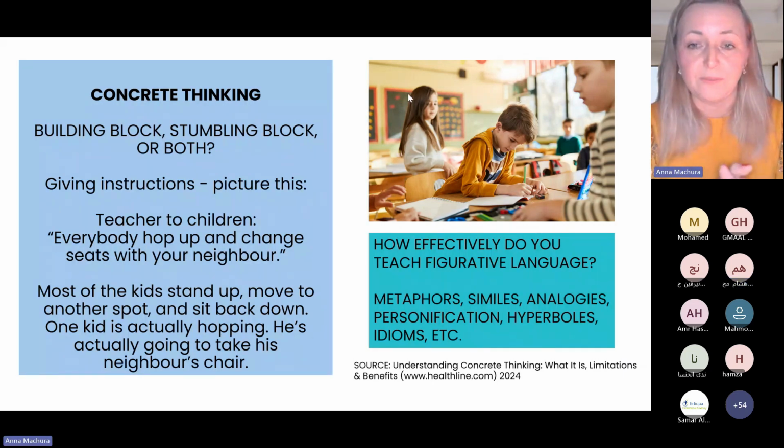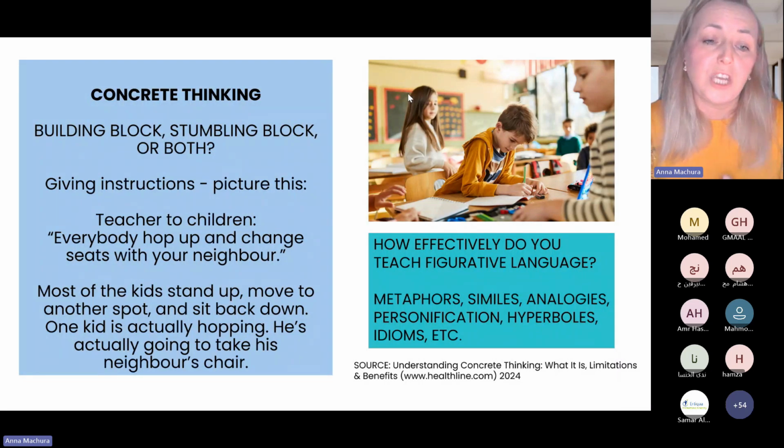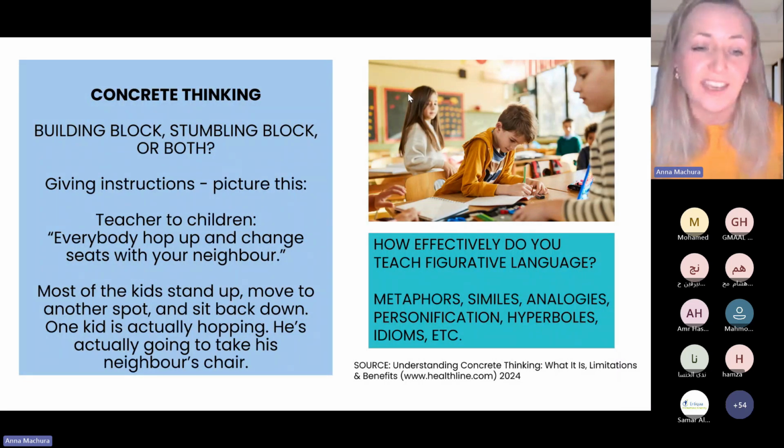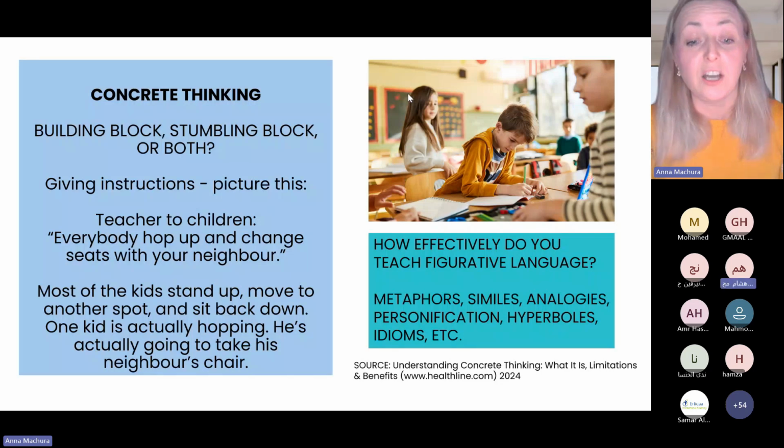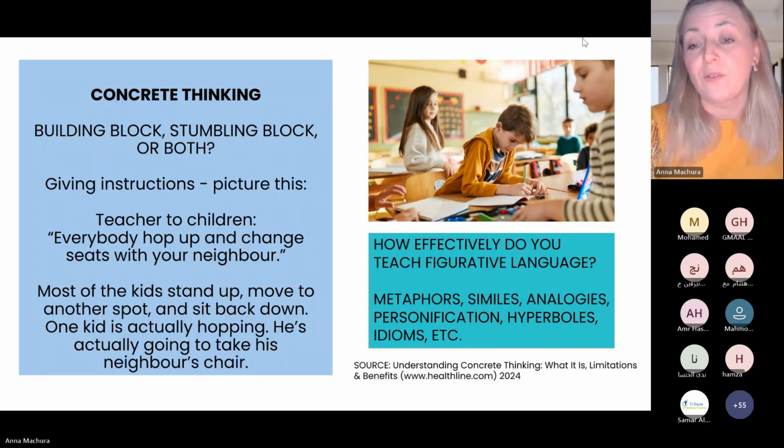Okay, imagine this. Teacher to children: Everybody hop up and change seats with your neighbor, please. Okay. So what do you expect? Well, most of the kids stand up, move to another spot, and sit back down. But one kid is actually hopping. He's actually going to take his neighbor's chair. What's the problem here, guys? Can you tell me?